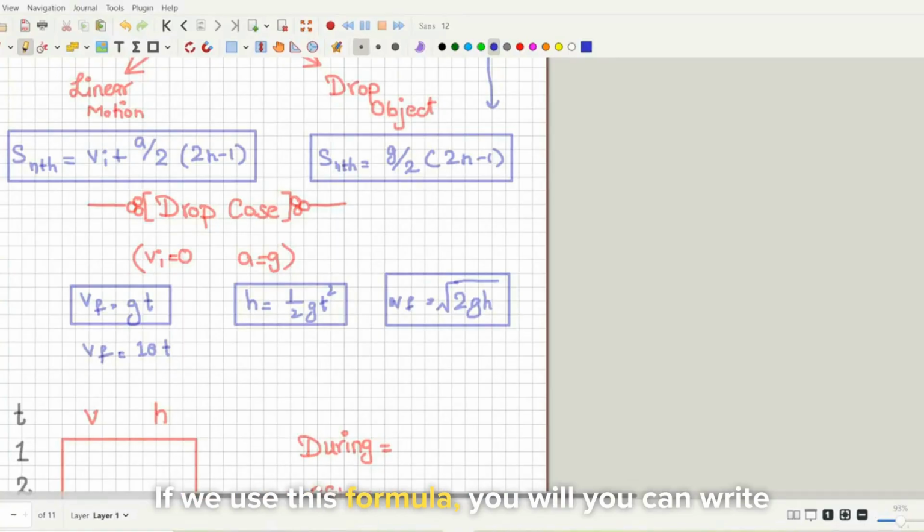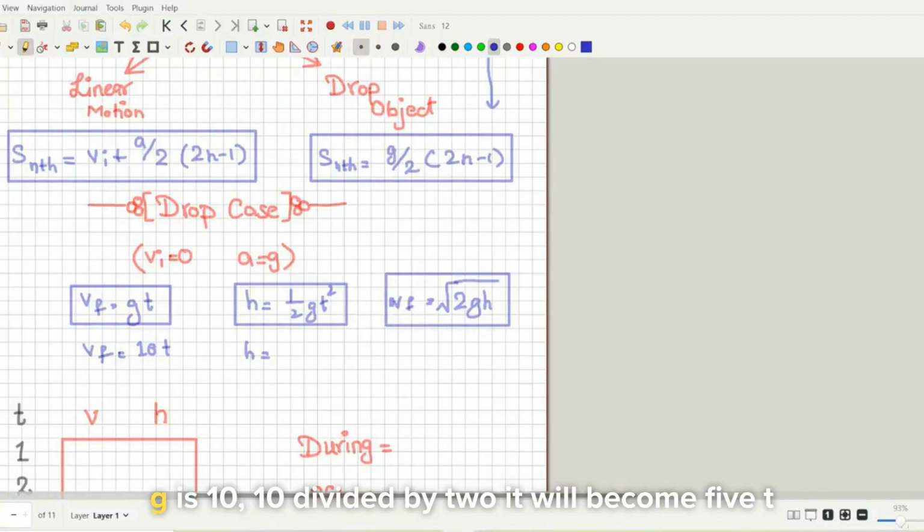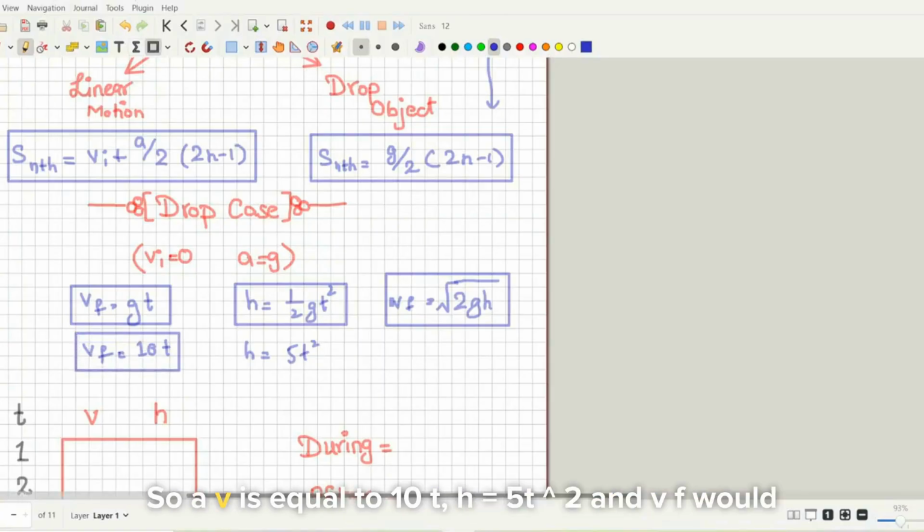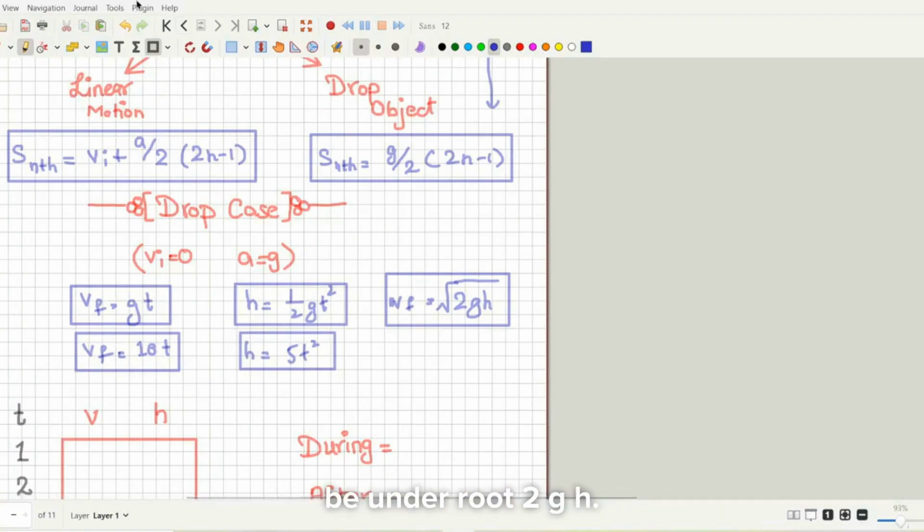If we use this, you can write h equals, what is g? g is 10 divided by 2, so it will become 5t square. So this is also how you can write these formulas in a more shortcut way. So V is equal to 10t, h equals 5t square, and Vf would be under root 2gh.